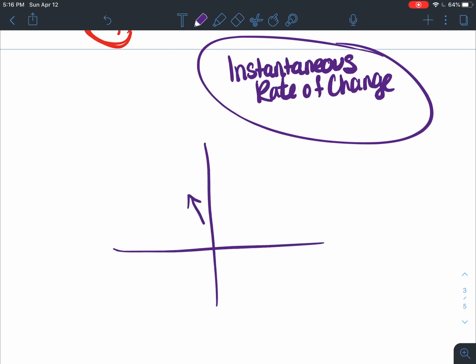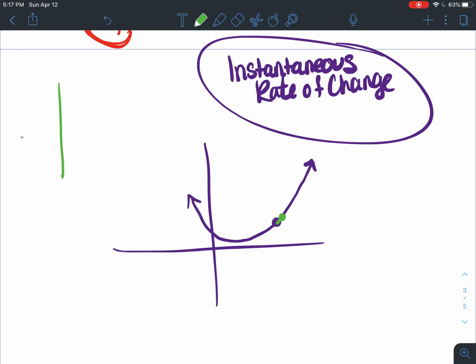And we're seeing that if we really want to know the slope at that point, then our skill set right now is to pick a point really close to it and find the rate of change at that point, because it's really close to the slope of the tangent.